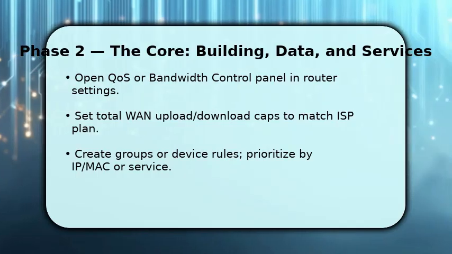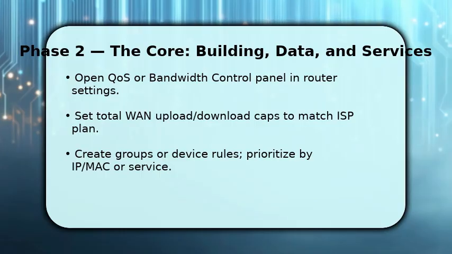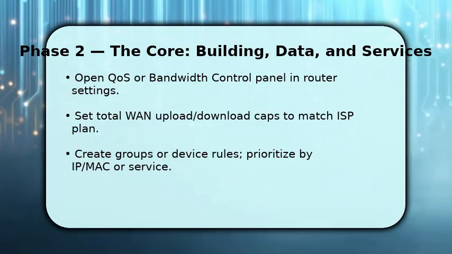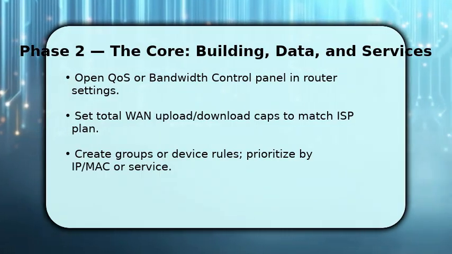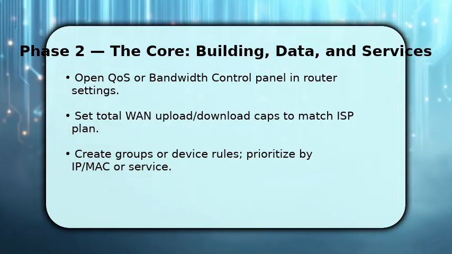Once logged in, go straight to QoS or bandwidth control. Routers label it differently, so check advanced or traffic sections. You want to set total WAN caps equal to your ISP plan. This prevents oversubscription and improves responsiveness.